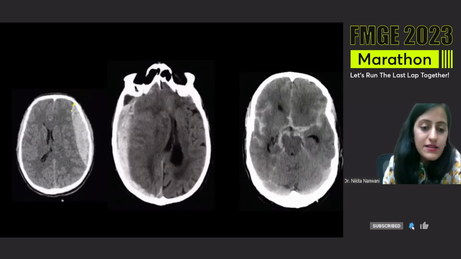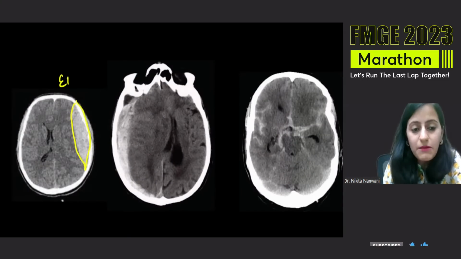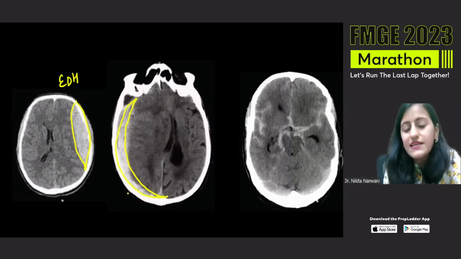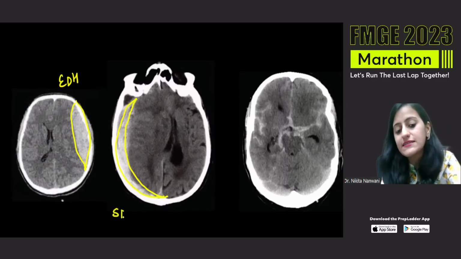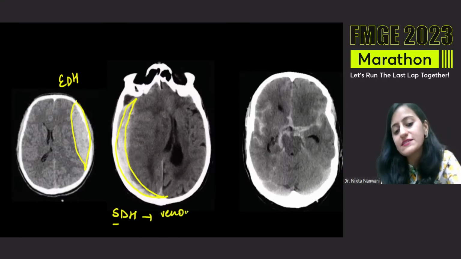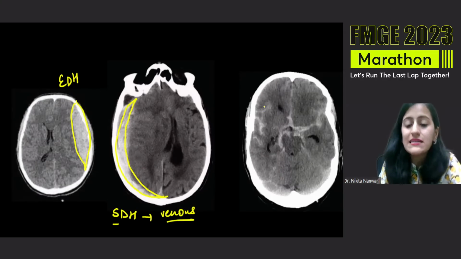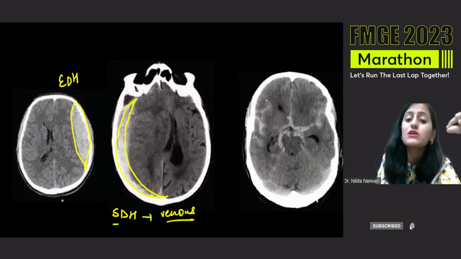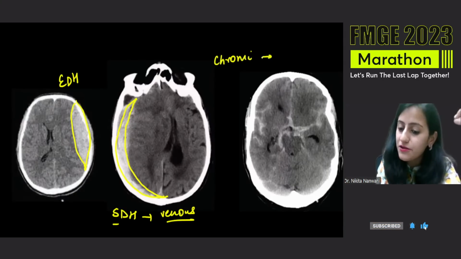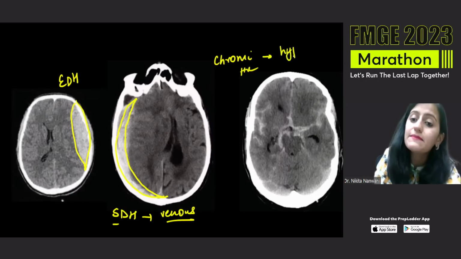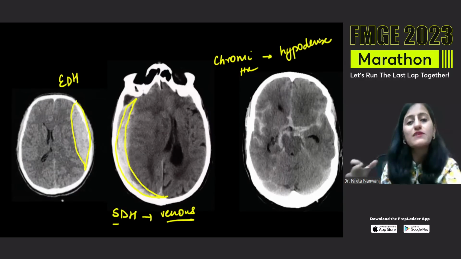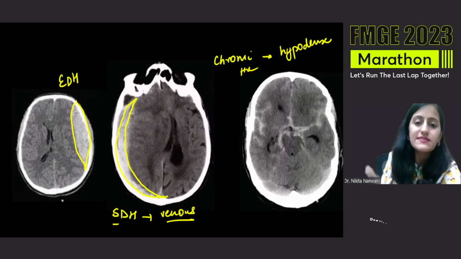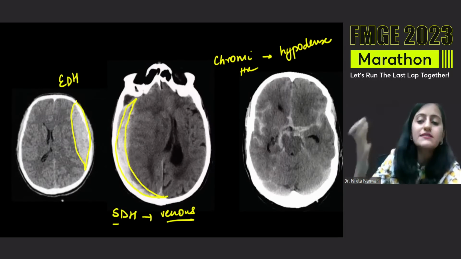Next one, so these hemorrhages here, the biconvex shape, lens shape, EDH. The one which is crescent shape, the sickle shape, not limited by sutures, is SDH, which is because of the venous bleeding, the cortical bridging veins. And this one here, where you see a chronic hemorrhage, will be hypodense, right? So question here that you have asked, chronic hemorrhage would be hypodense. Why? Because with time, the RBCs get lysed, so the density decreases. Acute hemorrhage has fresh RBCs, so the density is high. So acute hyperdense, chronic hypodense.